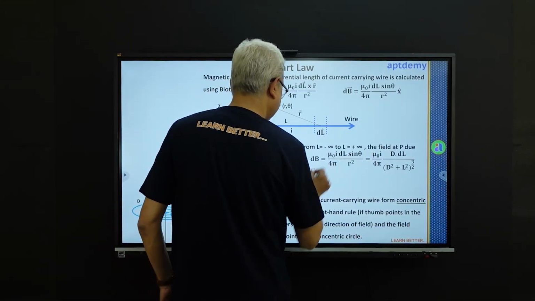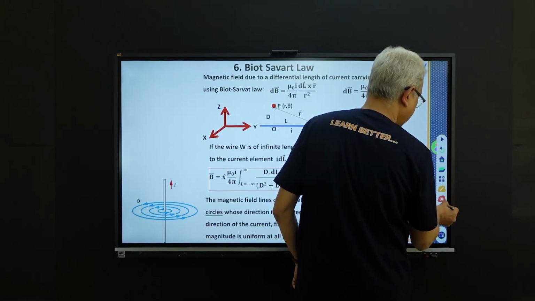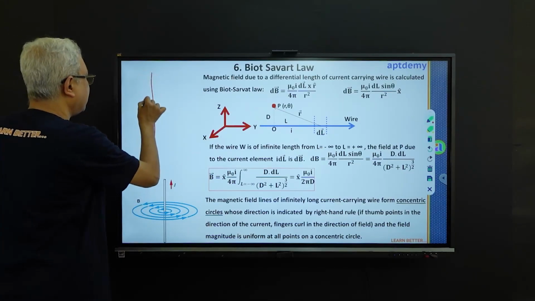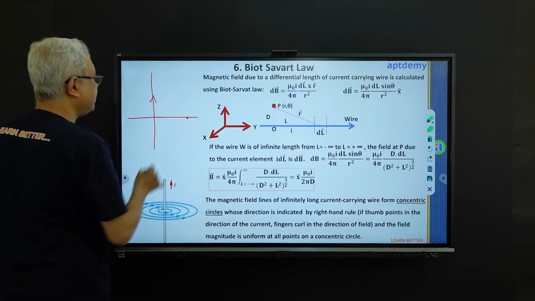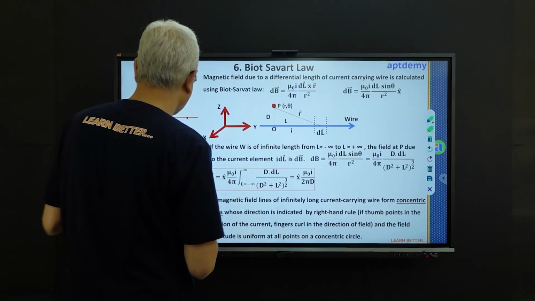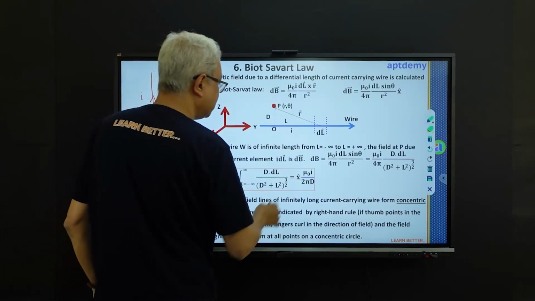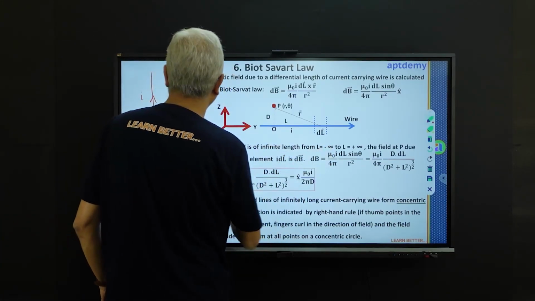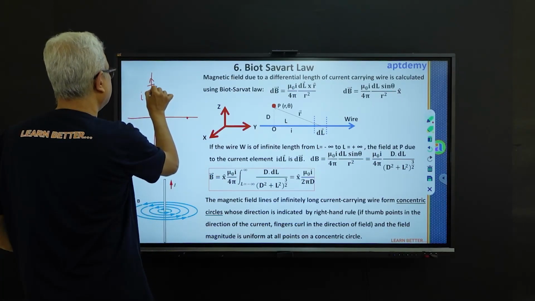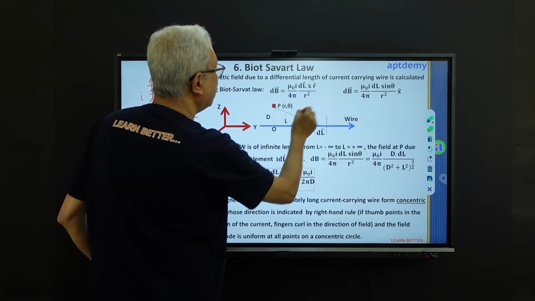This is the expression for the magnetic field produced by an infinitely long current carrying conductor, carrying current I. If it is a current carrying conductor, the magnetic field at any point P can be found out by integration for this element dl vector. The formula is dl cross r.